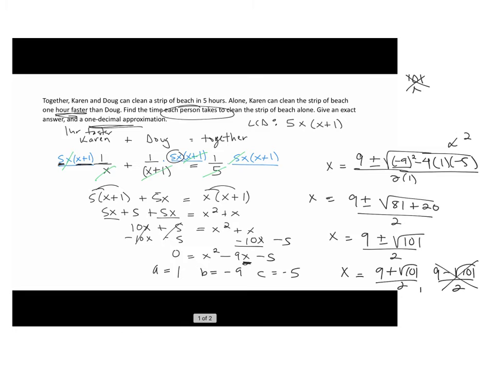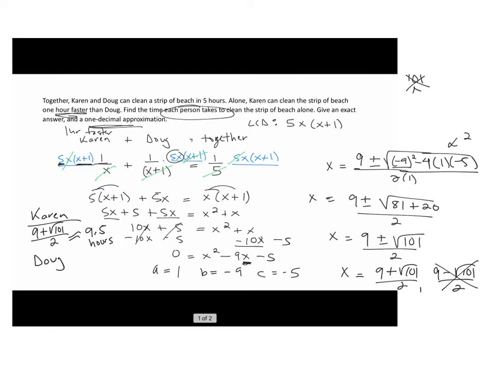So let's see. We have two people, Karen and Doug. So Karen's time is x. So that is exactly 9 plus root 101 over 2. Approximately 9.5, how many decimals? Just one. So 9.5. And this is hours. 9.5 hours.